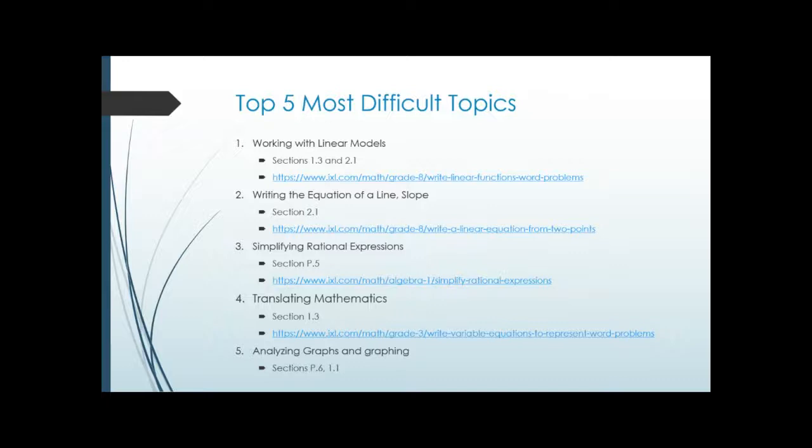So the top 5 most difficult, these are the ones that have been the lowest scoring. The worst scoring one has been linear models, the word problems. That's no surprise. People struggle with word problems. So I have a link here to linear function word problems for IXL. Then we have writing the equation of a line and finding slope. So that was your week 2 discussion. And then you had some of that in week 2.